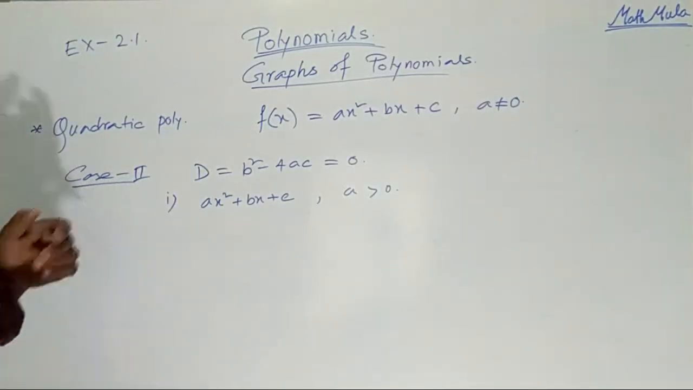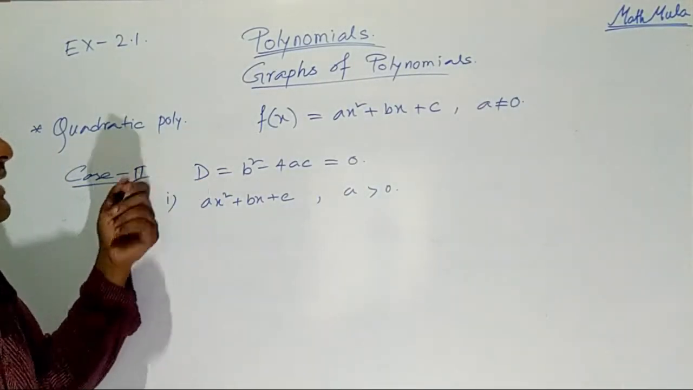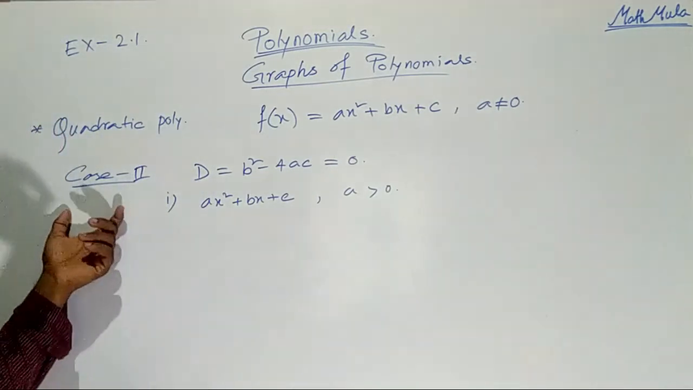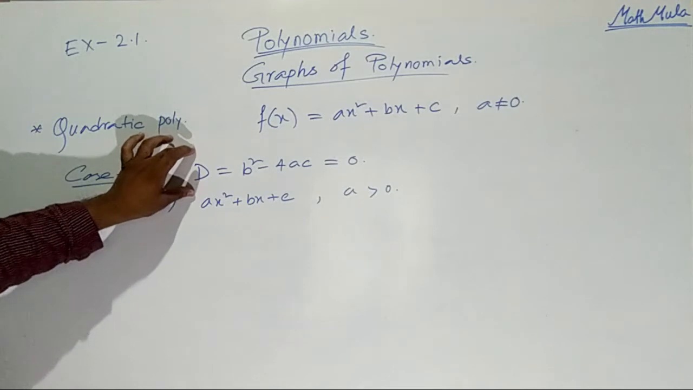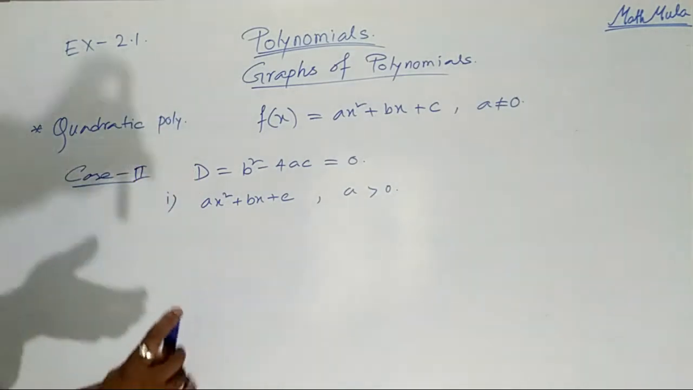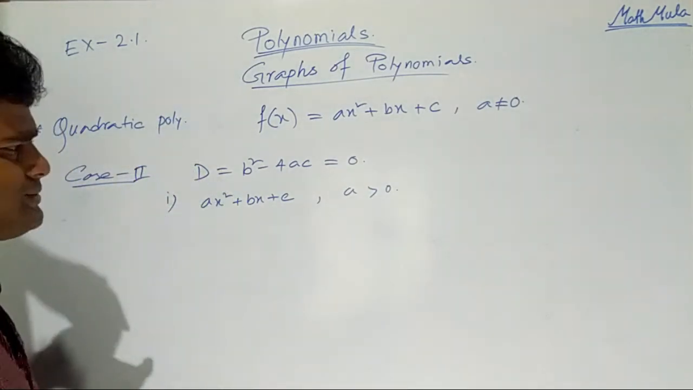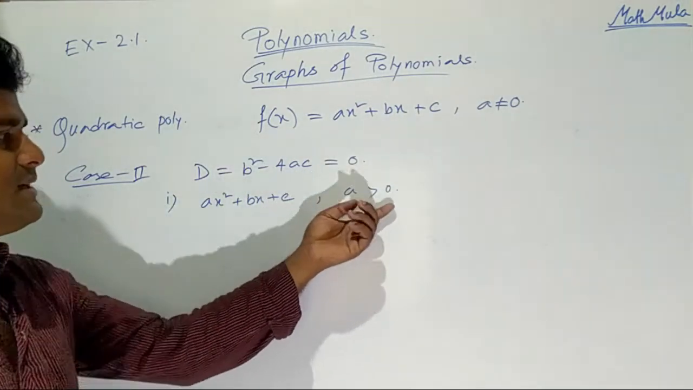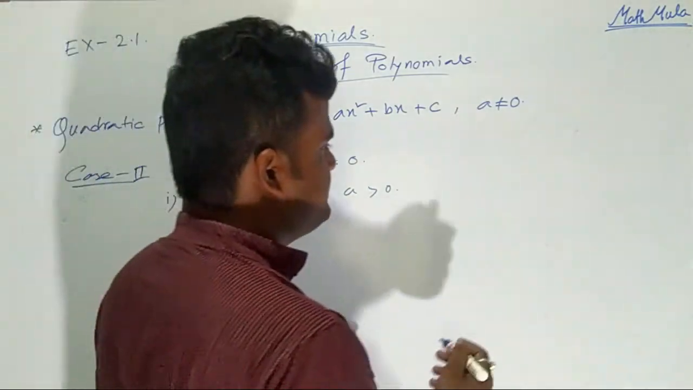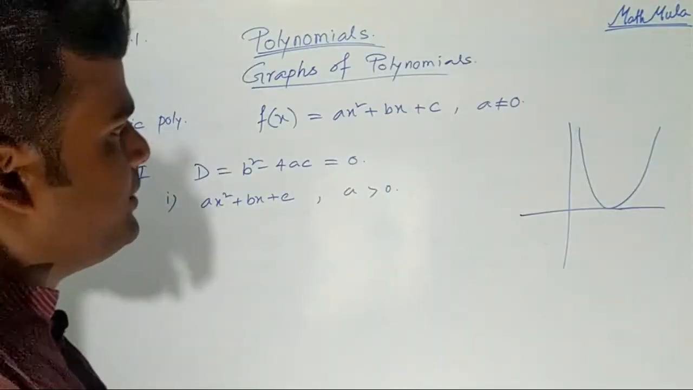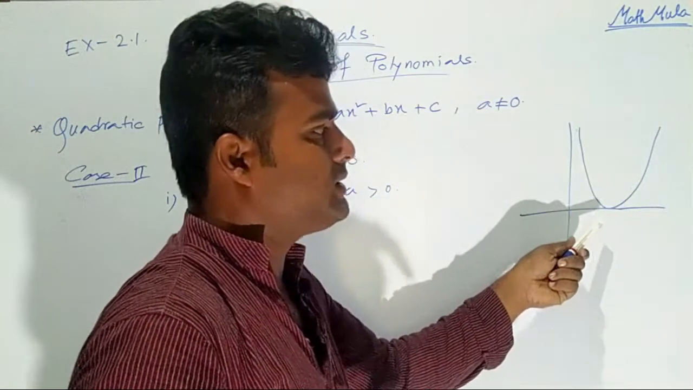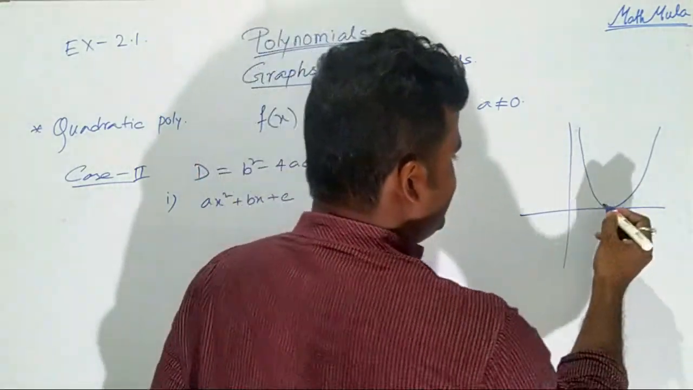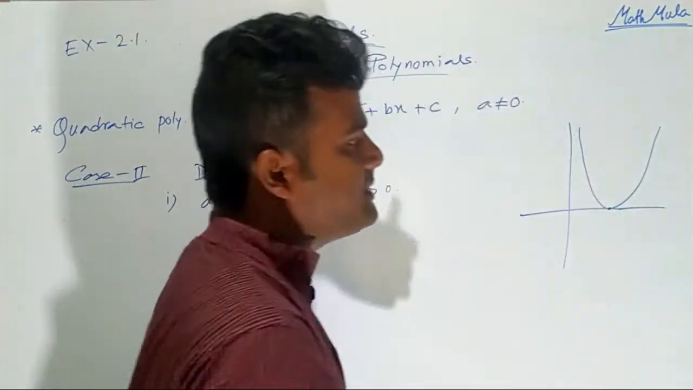Now case 2, when the discriminant D, which is b square minus 4ac, is equal to 0. For case 1, D is greater than 0, and for case 2, D is equal to 0. There are two types of curves. First type, ax square plus bx plus c, when a is greater than 0, then the curve will be like this. The curve will be upward but will not cut the x-axis at two distinct points. It touches the x-axis at the same point.